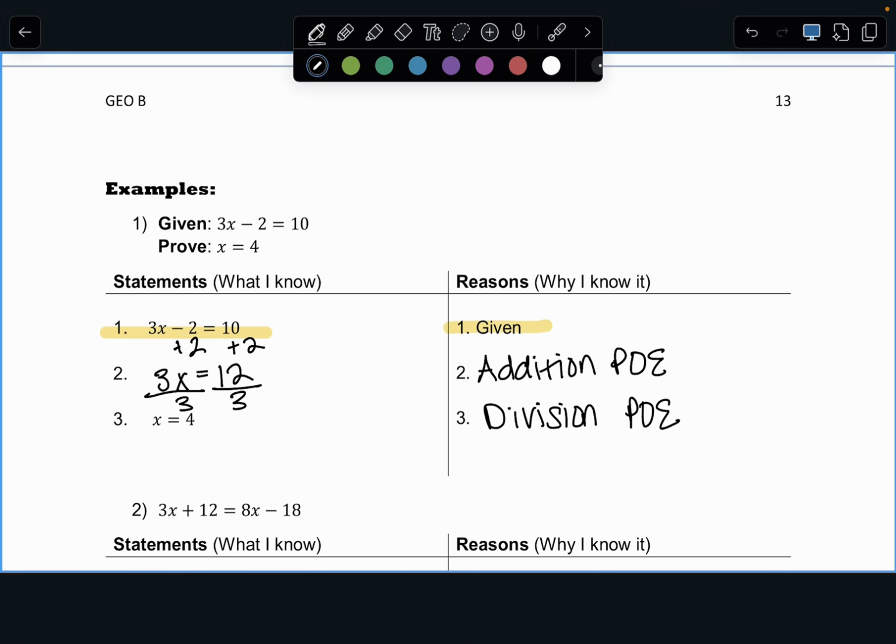And that's it. You start with given, you end with whatever you're trying to prove. So we knew right off the bat that our very last line should say x equals 4. And if it doesn't, we did something wrong. So these are your first and last lines, always, okay?